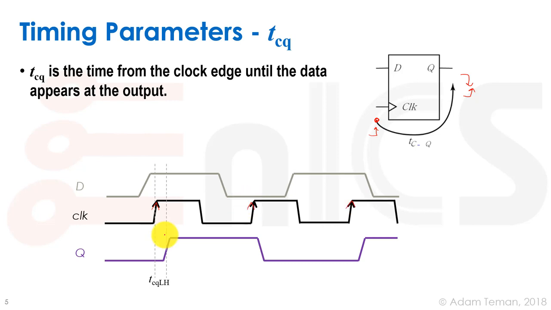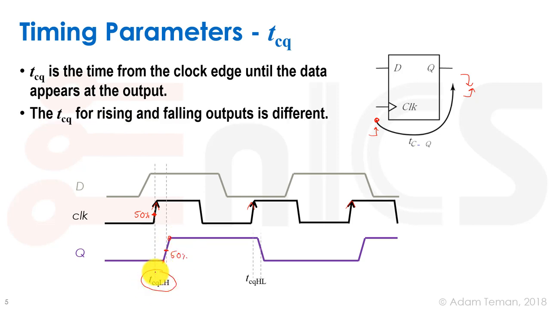So what we do is we take the time that the clock rises, we look at the 50% or whatever our lib is defined for, but we usually look at 50% change in the rising edge of the clock, and we look for when the output changes to 50%. Here the output is rising. It's going from a low state to a high state. So we call this TCQ low to high.